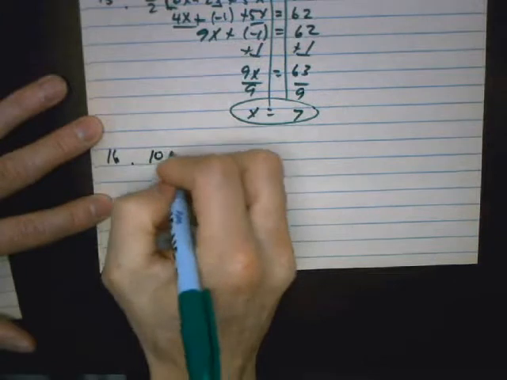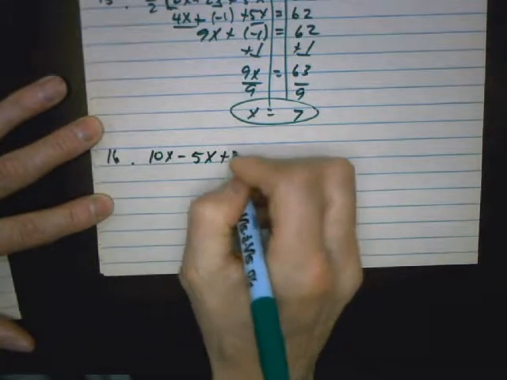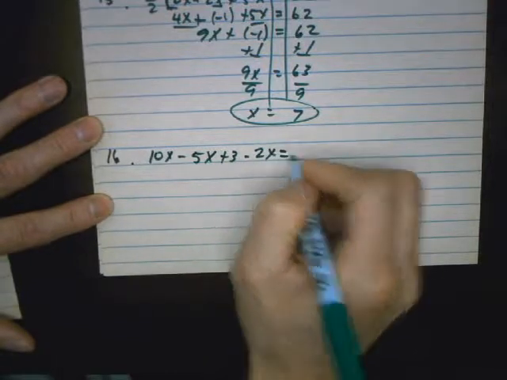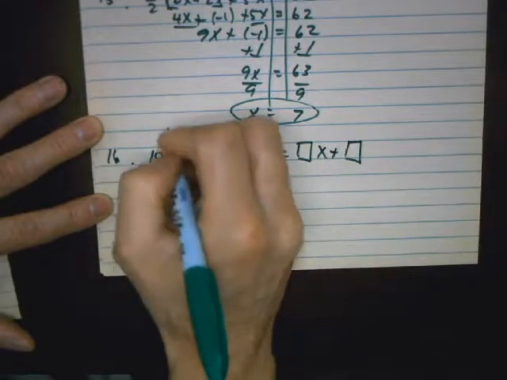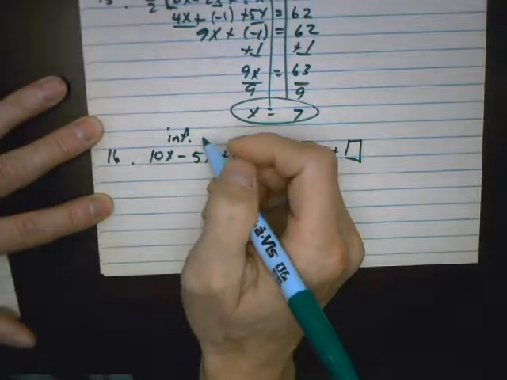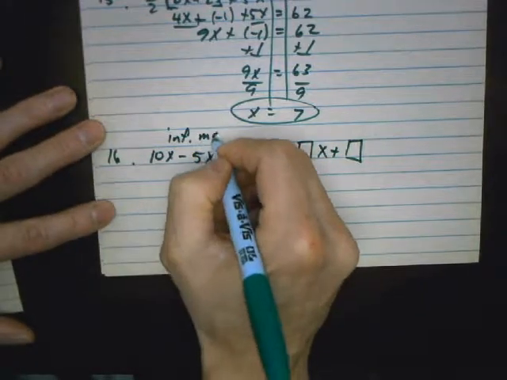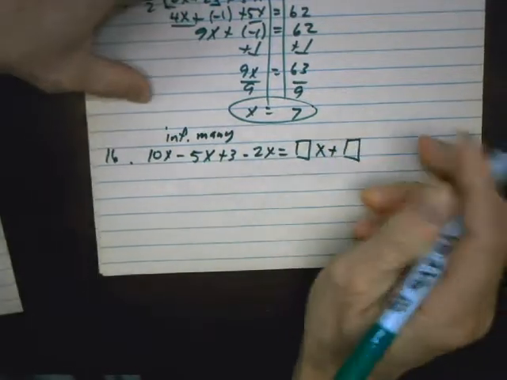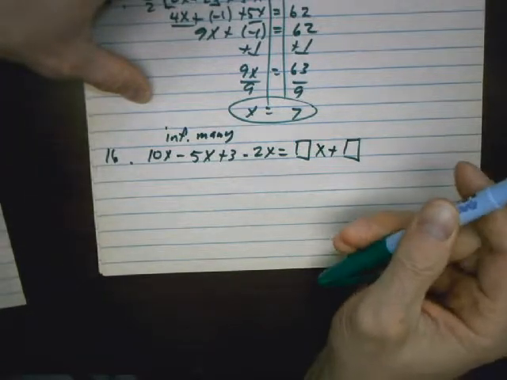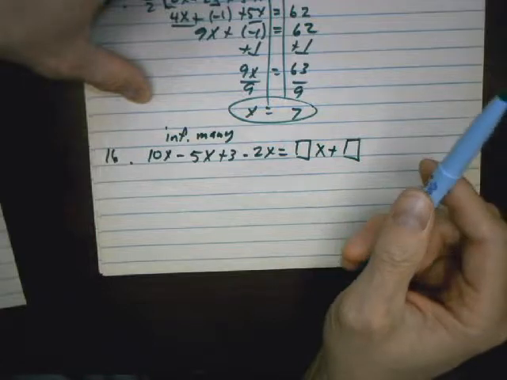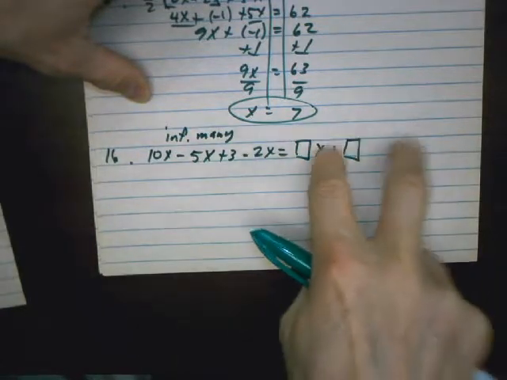16 says we have an equation, and there's some missing values in that equation. And they want us to find what's missing so that this equation has infinitely many solutions. Yes, I'm right. So if it's infinitely many solutions, that means this is an identity, or the solution is all real numbers. And we know we have an identity when one side of the equation equals the other.